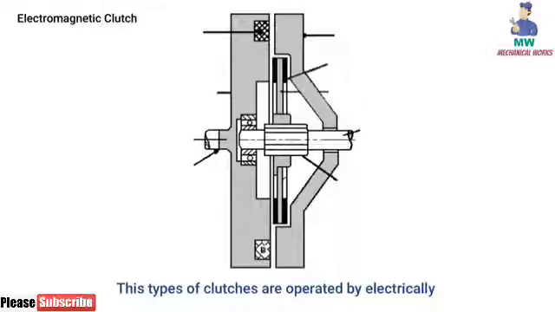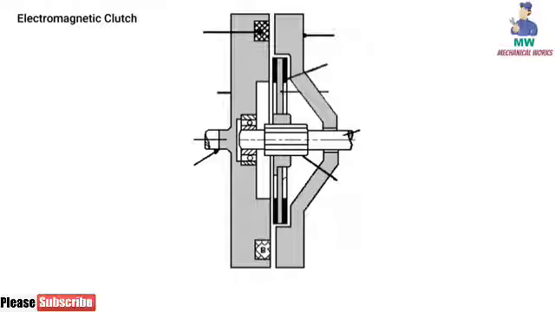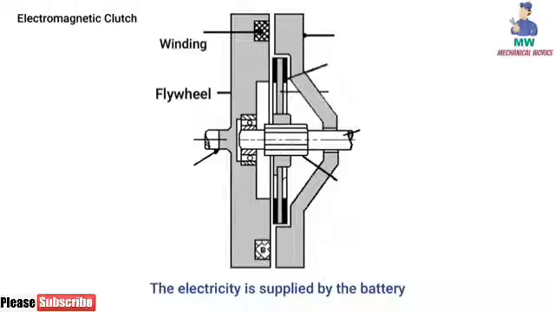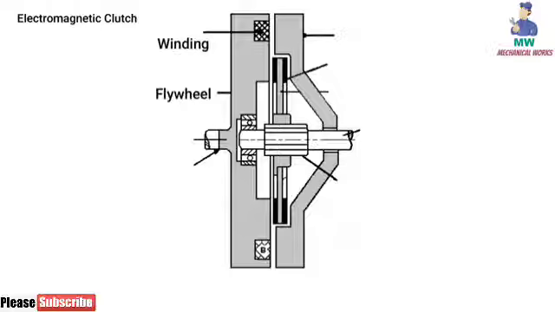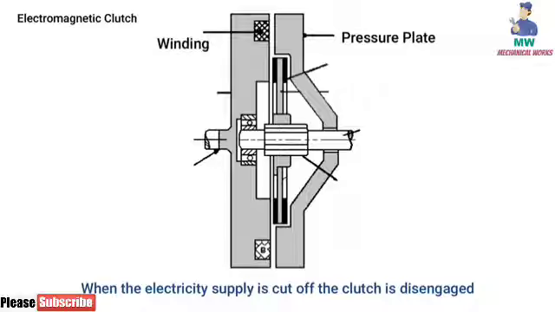Electromagnetic clutch. This type of clutch is operated electrically, but the torque is transmitted mechanically. This is why this type of clutch is known as an electromagnetic clutch. The electromagnetic clutch has a flywheel consisting of winding. The electricity is supplied by the battery. When the electricity passes through the winding, it produces an electromagnetic field, which attracts the pressure plate to get engaged. When the electricity supply is cut off, the clutch is disengaged.